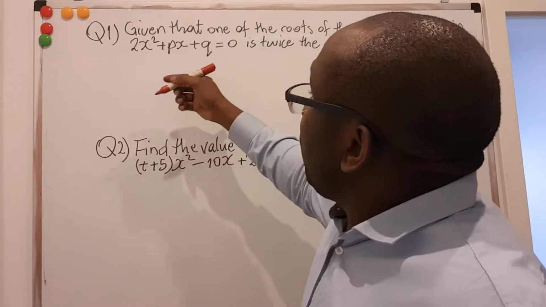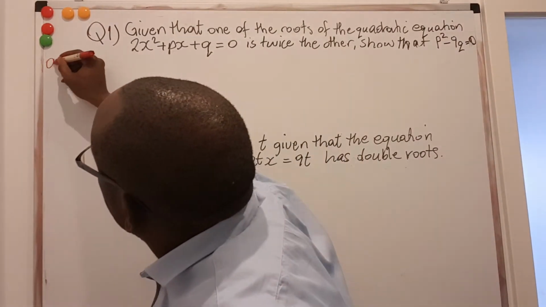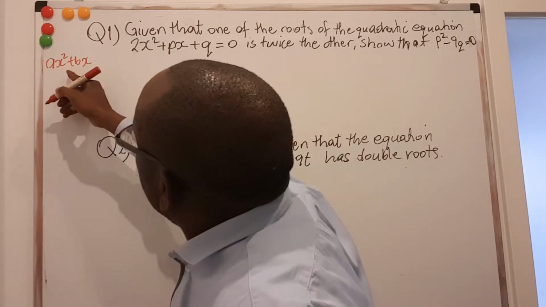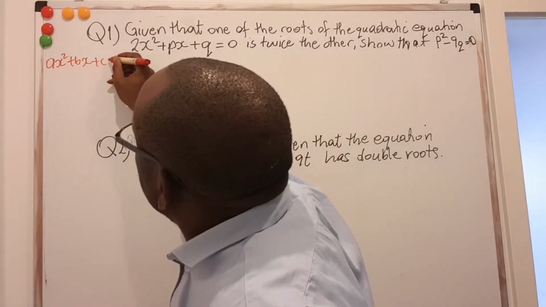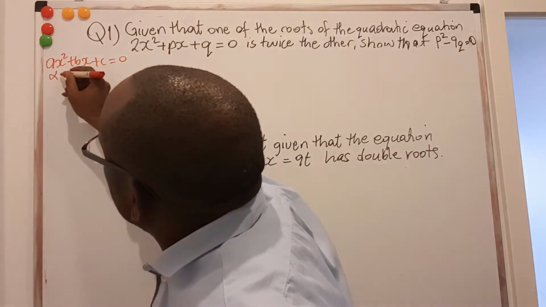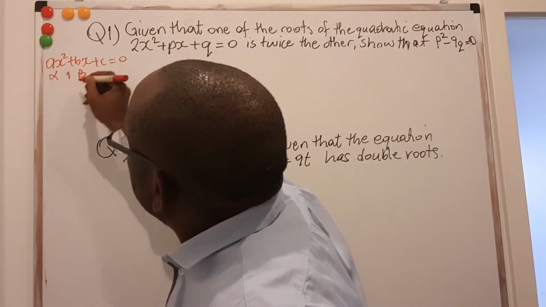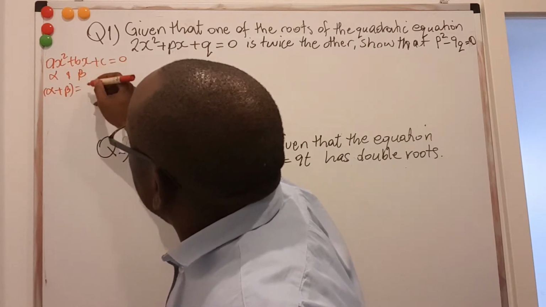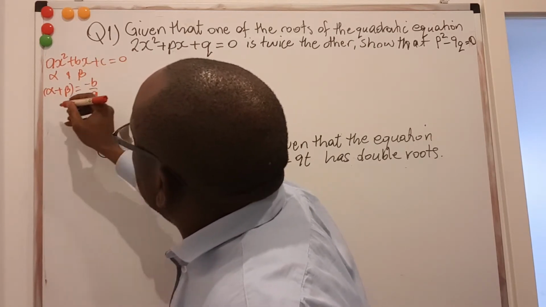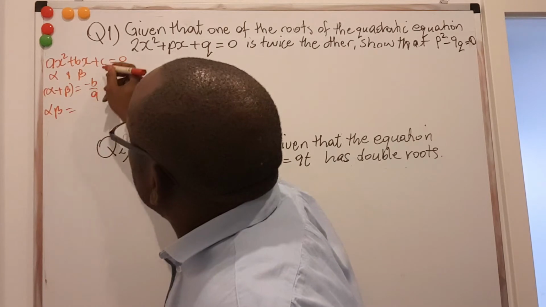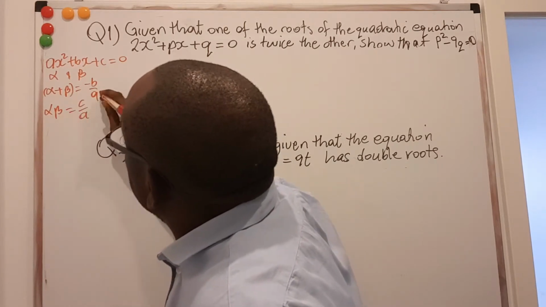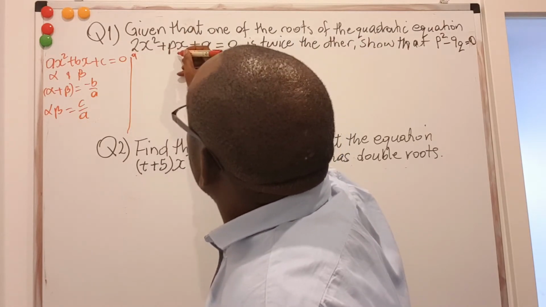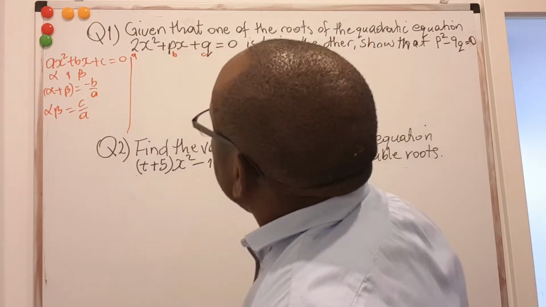In order to do this, we have to remind ourselves about quadratic equations. So a quadratic equation of the general form ax squared plus bx plus c equal to 0, if it has two roots alpha and beta, then the sum of the roots alpha plus beta will be equal to minus b on a, and the product of the roots will be equal to c on a. So we'll try to apply the idea here. So this is our a here, this is b, and this is c.